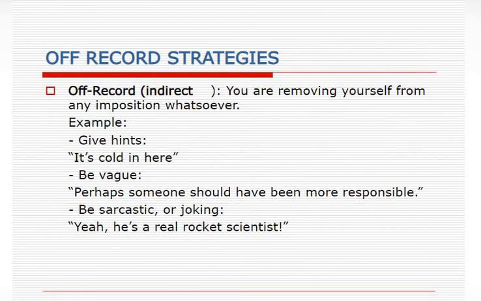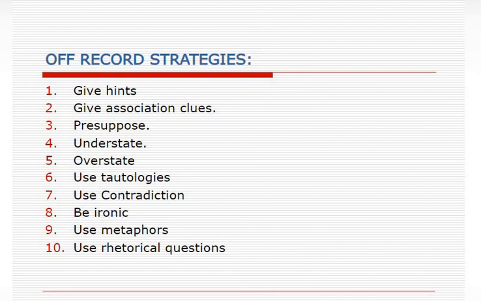Well, off-record strategies, which are indirect strategies, you are removing yourself from any imposition whatsoever. For example, give hints. It's cold in here. Be vague. Perhaps someone should have been more responsible, and you can be sarcastic or joking. Yeah, he's a real rocket scientist. Well, off-record strategies are 15 strategies.